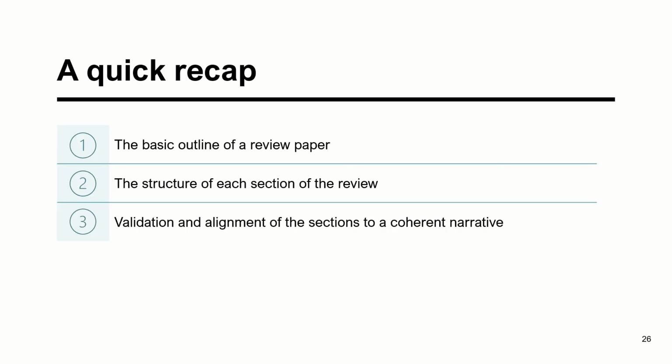So a quick recap of what we discussed in the session. We looked at the basic outline of a review paper. What are some of the key sections and how do you structure each of these sections? And most importantly, how do you keep reminding yourself of what you've done, validating it, and ensuring that there is a coherent narrative in terms of the sections being aligned with one another?